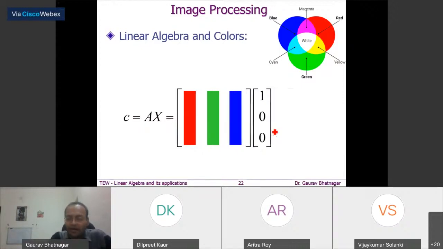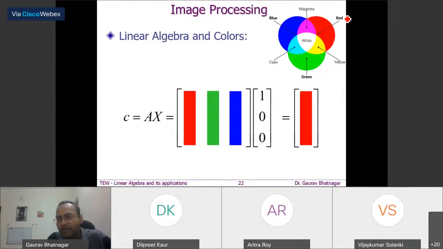So let me take a very simple example. When I take x2 and x3 as 0 and x1 is 1, in this case, there is no contribution of blue and green color. So the output is going to be a pure red color. And then you can see that I am going to deviate from the red color only when I am mixing either the blue color or the green color. Otherwise, I am at pure red. So whenever these two values are zero, I am going to have pure red color.